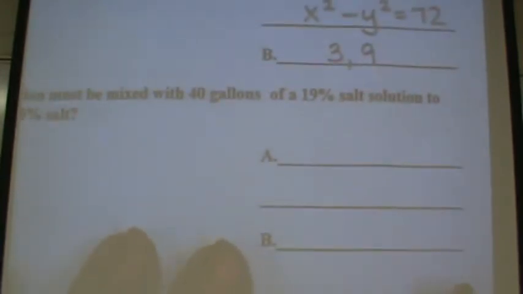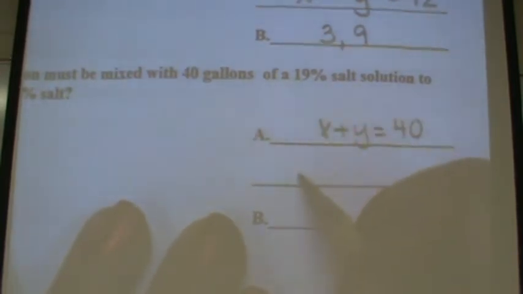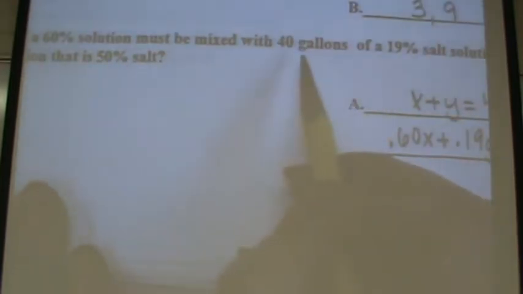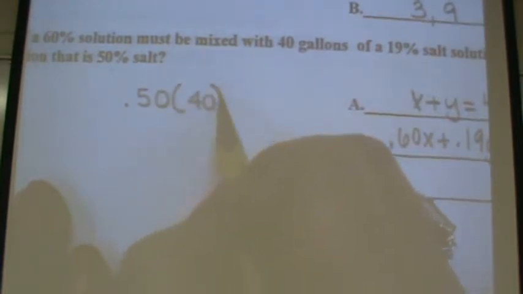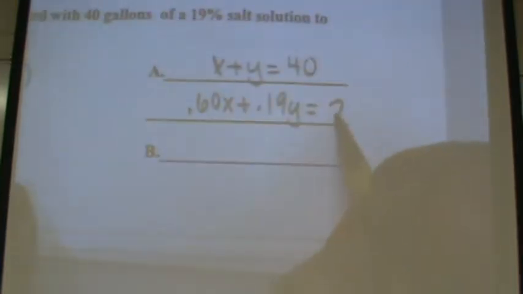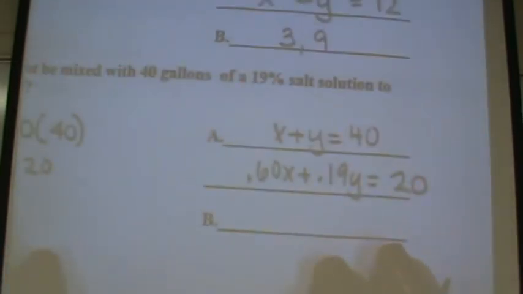The next one, you've got 2 solutions. We need 40 gallons. So one equation is x plus y is 40. One solution is 60%. The other one is 19%. And we want the new solution to be 50% salt. So you take 50% of 40, which is 20, and that's what goes here. And you can use systems of equations to solve it.